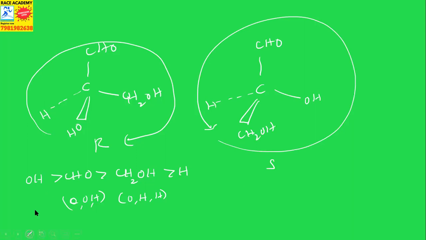Let's see another example. We have alanine, a most important compound. This is an amino acid. This is alanine. For this, we have a carbon with carboxylic acid, and another one we have a methyl group.